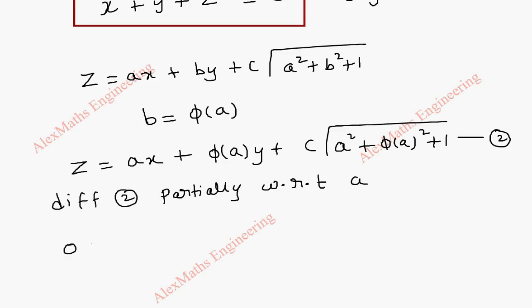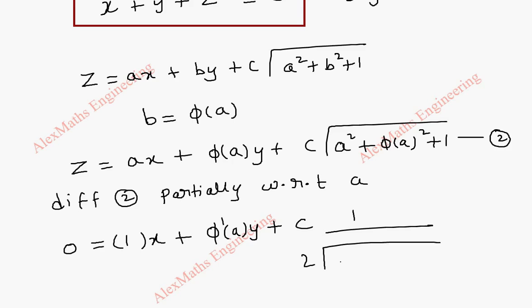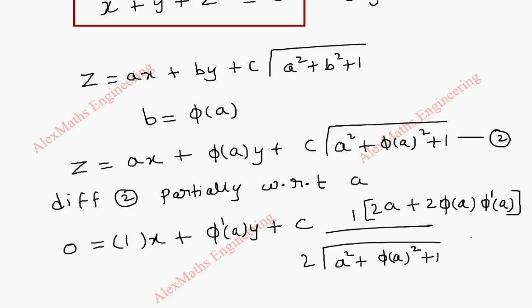So z differentiation is 0, a differentiation is 1, and the constant will be as it is. And phi of a differentiation is phi dash of a, and the constant y will be as it is. c is a constant which stays as it is, into square root differentiation is 1 by 2 root. The rest of the terms should be written as it is. And by chain rule, differentiation of the terms inside the square root, 2a plus 2 phi of a into phi dash of a. This is our third expression.